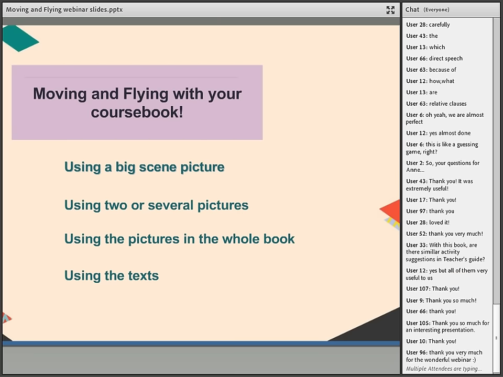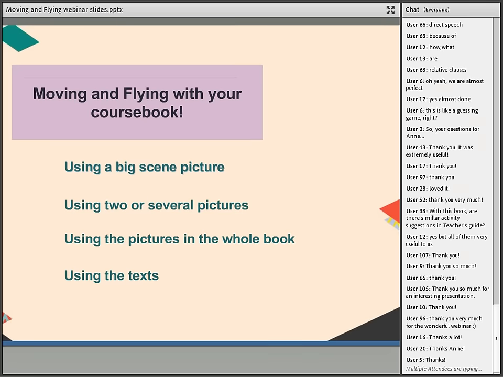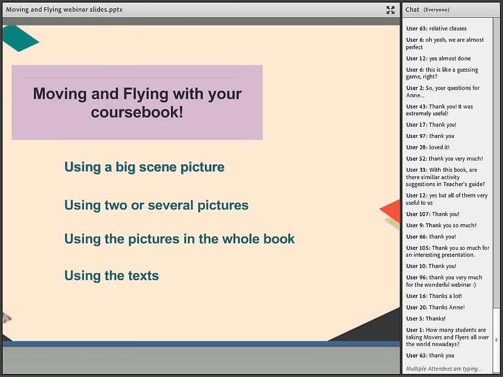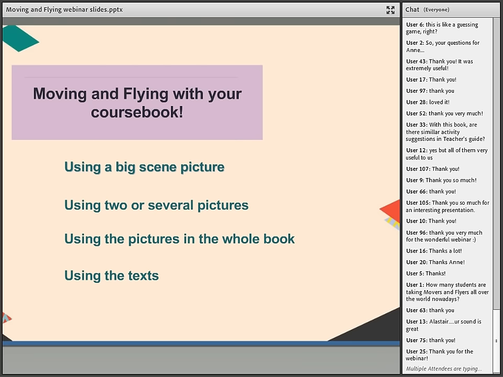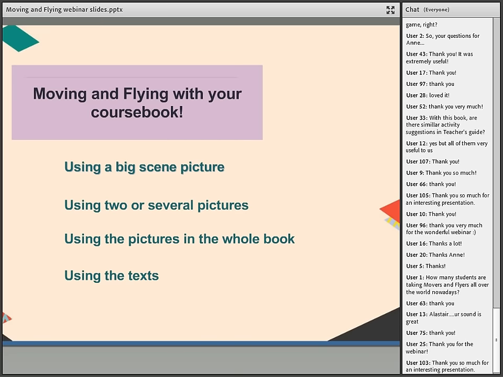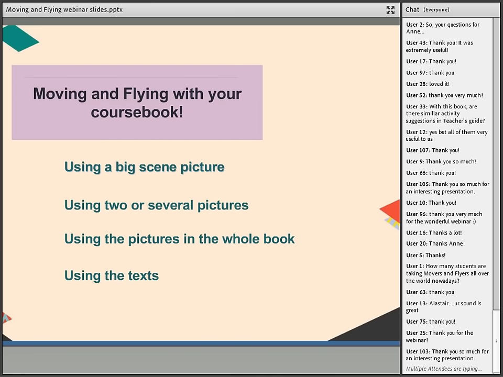Yes, it is on the structures list for Flyers. Perhaps more than actually producing it, I think candidates would be expected to understand it. If they can use it, for example, in a picture story, that would be absolutely fantastic, but that would probably be beyond what we would expect.